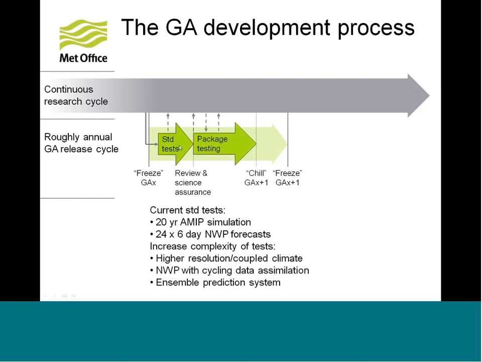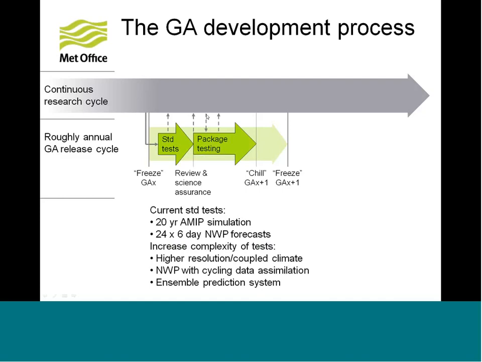At some stage, these changes will get through to package testing, and at this stage, my team is responsible for building these changes together in packages, for repeating these standard tests, and also running tests of increased complexity. So we'll start running higher resolution and coupled climate model runs, NWP runs with data assimilation, and maybe some ensemble prediction runs in here as well.